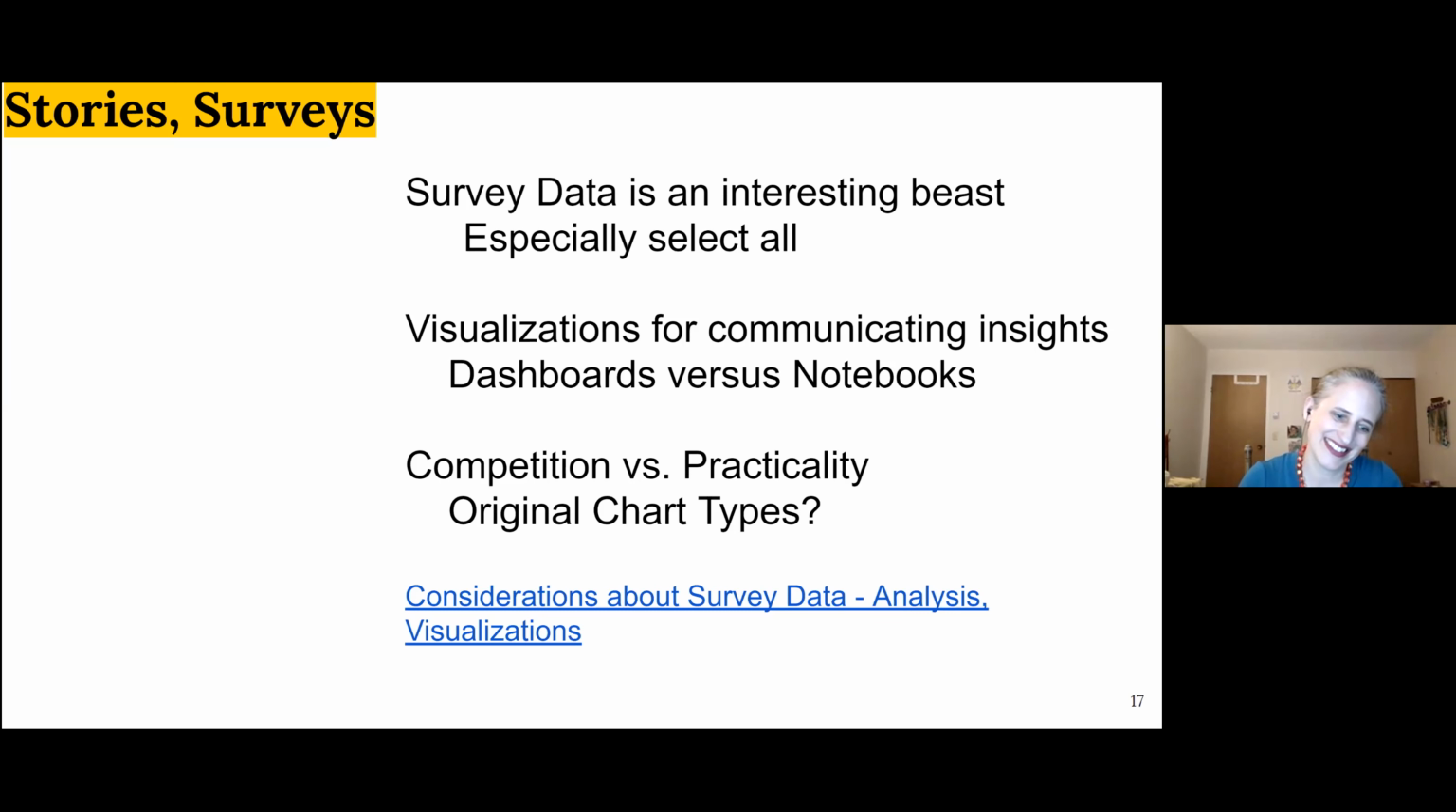Yeah, I agree. I had to present some survey data recently, and I did it in a notebook. And I think it would have been way better if I'd done it with Tableau or something like it. But I just don't know Tableau, so I didn't want to go through that learning curve. So I threw together my own notebook instead.